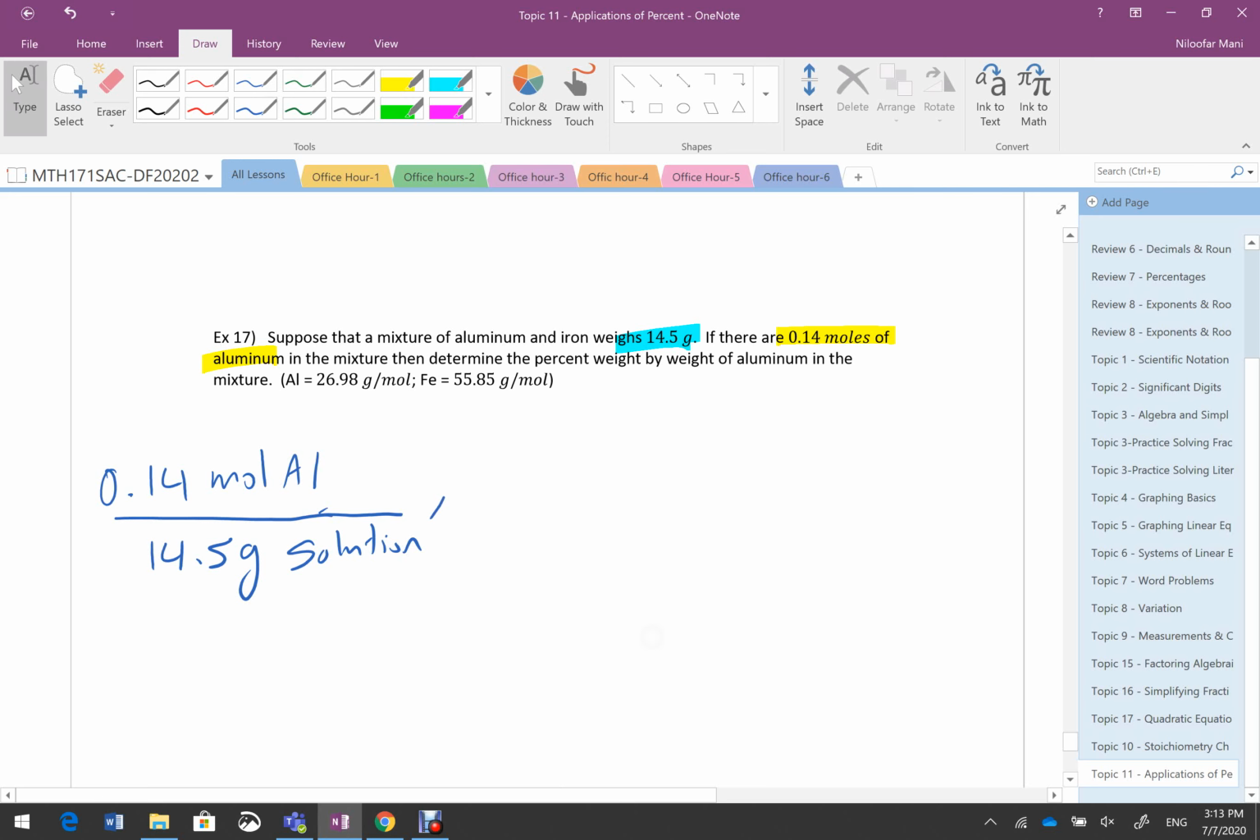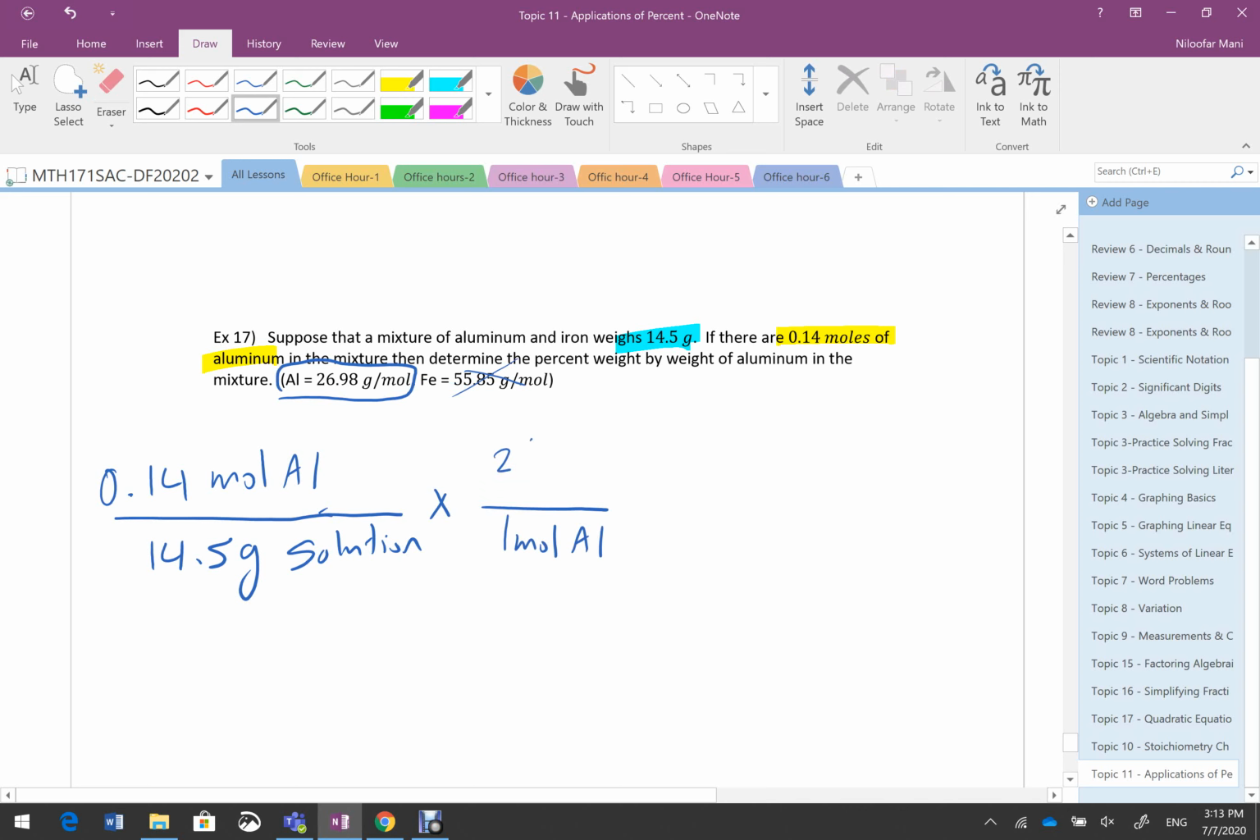Okay, multiple. I need to just cancel mole here. So I need molar mass. But molar mass of what? Molar mass of aluminum. So I just need the aluminum. So this is extra information. I don't need that. No need. Okay, so I have to cancel mole and I want to bring a gram.